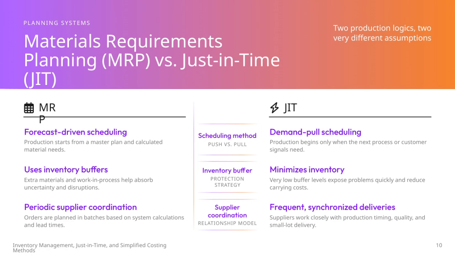In summary, MRP is a push-based, forecast-driven system with inventory buffers buffering uncertainty, while JIT is a pull-based, demand-driven system that minimizes inventory and emphasizes close supplier collaboration. Understanding these differences is crucial for selecting the right system based on production goals and operational environment.